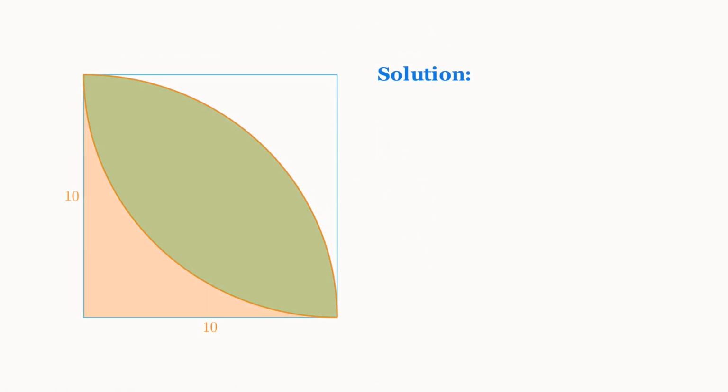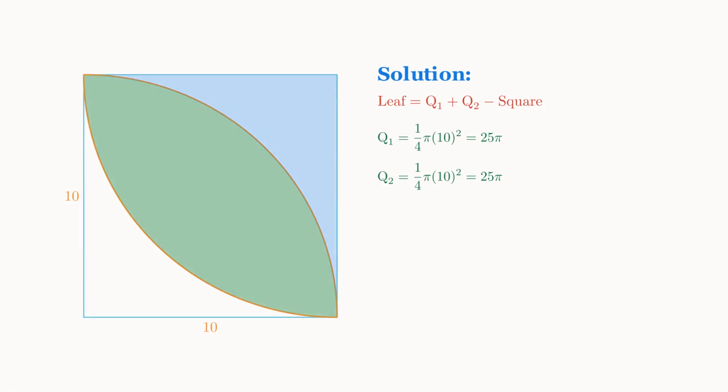Observe carefully. Do you find that the leaf shape is the overlap of two quarter circles drawn from opposite corners? So the leaf area equals the two quarter circles, minus the full square. Each quarter circle has area 1/4 pi times 10 squared, which is 25 pi. The square's area is 100. So the leaf equals 25 pi plus 25 pi minus 100, which is 50 pi minus 100, approximately 57.